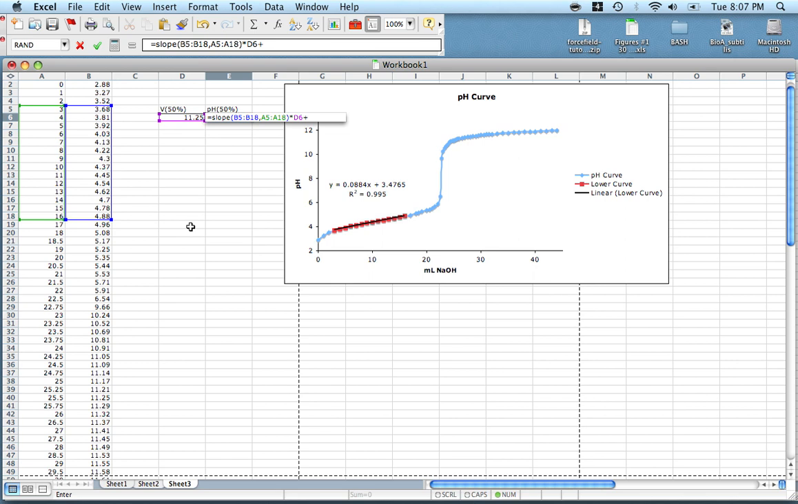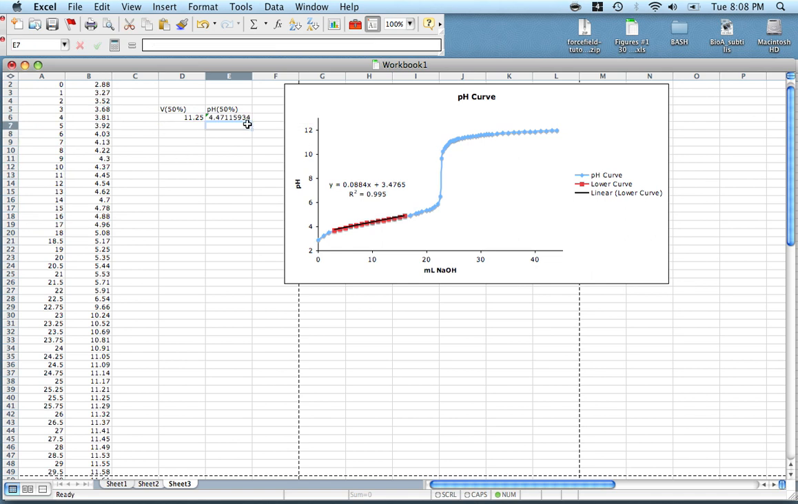We want to add on the intercept, so we just type intercept. This is calling the function intercept, and it has the same syntax, known y's comma known x's. So we go known y's comma known x's. And there you go, 4.47.